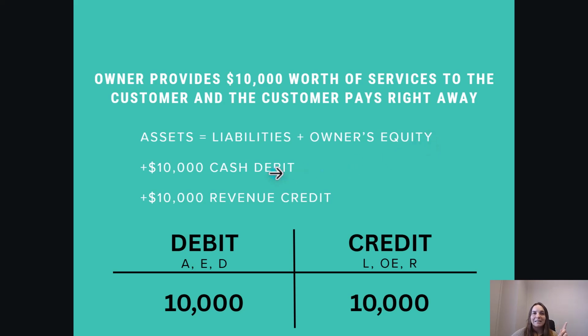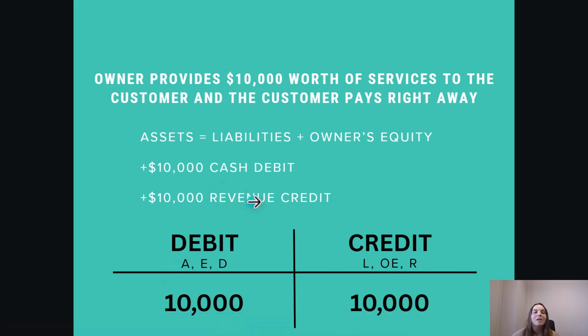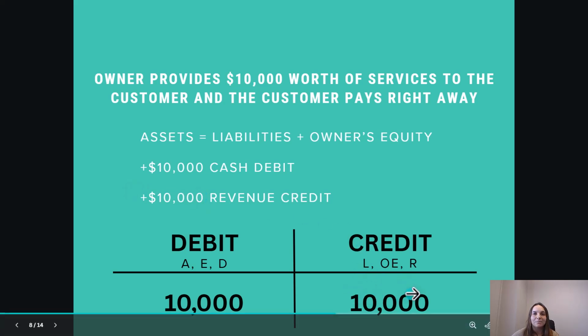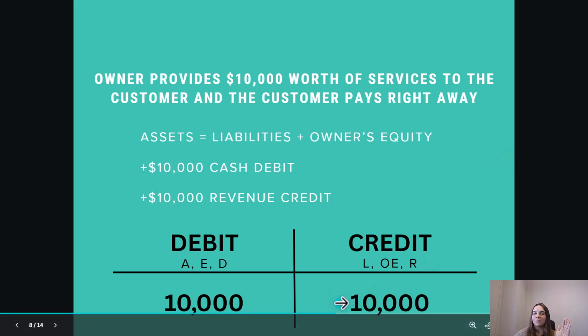Our cash as an asset has a normal debit balance. So since we're increasing it, we're going to debit it right here. And our revenue has a normal credit balance, right? We are going to increase it with a $10,000. So right here, debits equal credits. There's no positive or negatives under here, so it's not like we're going to say, oh, we're going to plus $10,000 under the credit. We're just crediting that account, okay?